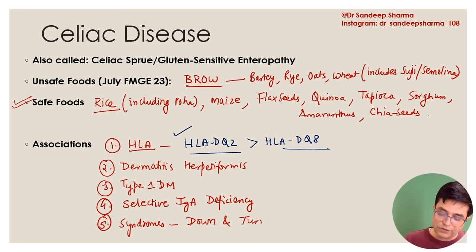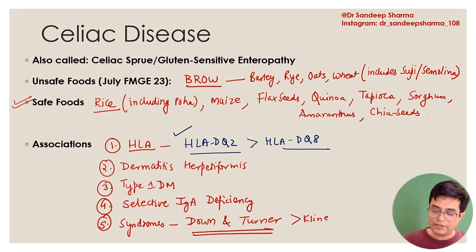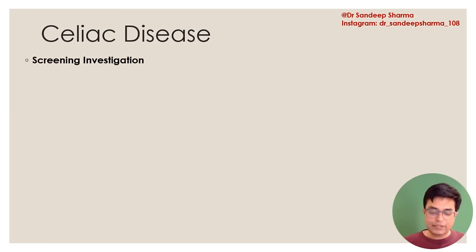Rarely Klinefelter can also be associated, but Down and Turner are frequently associated, followed by Klinefelter if you don't have any other option. But Down and Turner will always be there, they are mentioned in Harrison textbook of medicine as well. So these are the associations. Now coming to the screening investigation.